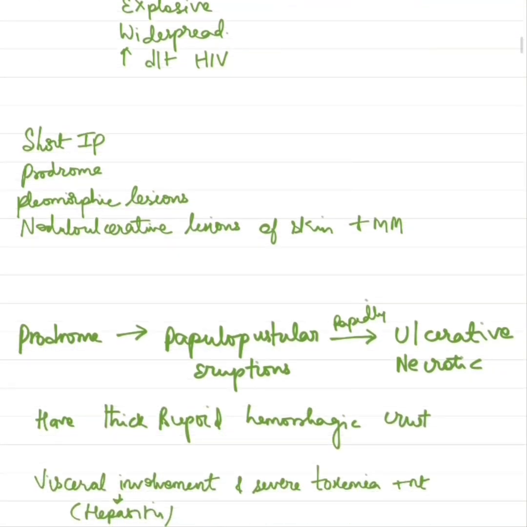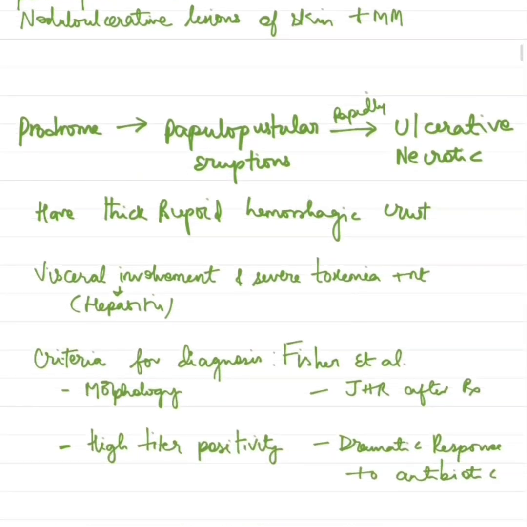So this is characterized by 4 clinical characteristics. These include a short incubation period, presence of a prodrome, pleomorphic lesions and nodulo-ulcerative lesions of skin and mucous membrane. So following the occurrence of a prodrome, there is occurrence of papillopustular eruptions which rapidly become ulcerative or necrotic. And these have thick rupioid crusts, hemorrhagic crusts, and visceral involvement and severe toxemia is present. And in this visceral involvement, the most common type is the occurrence of hepatitis.